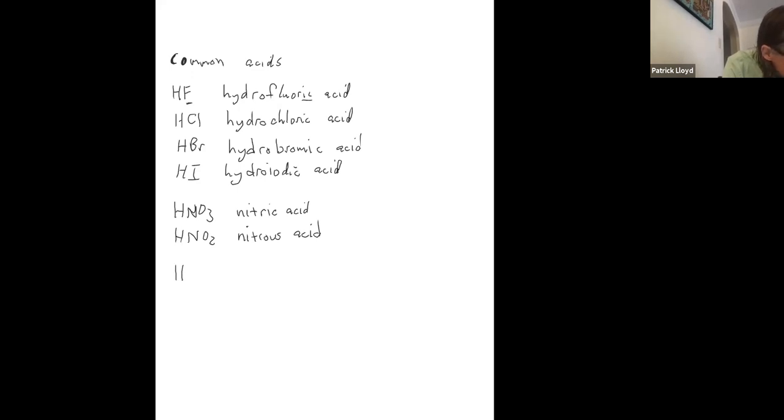Here's another pair. This one's a little different in that it has two hydrogens. This is called a diprotic acid. Actually, let me write the name first. Sulfuric acid. Notice, no hydro. It's called diprotic because it has two hydrogens. That's something you really cover early in Chem 12. I'm just listing ones that exist in nature, not making them up.